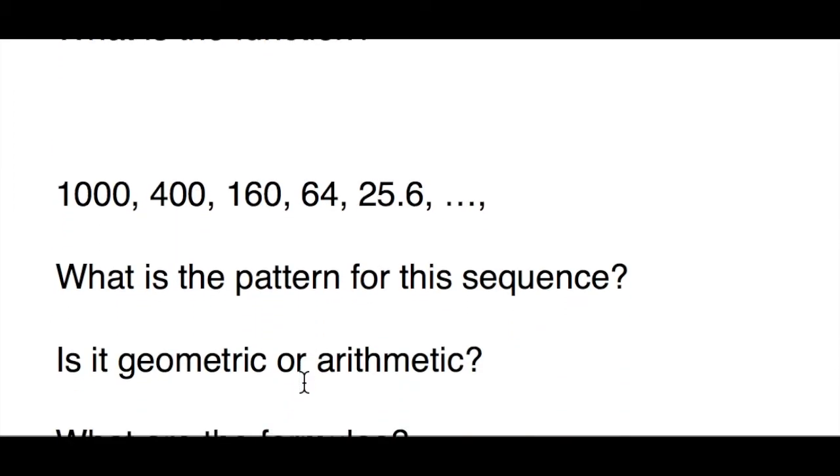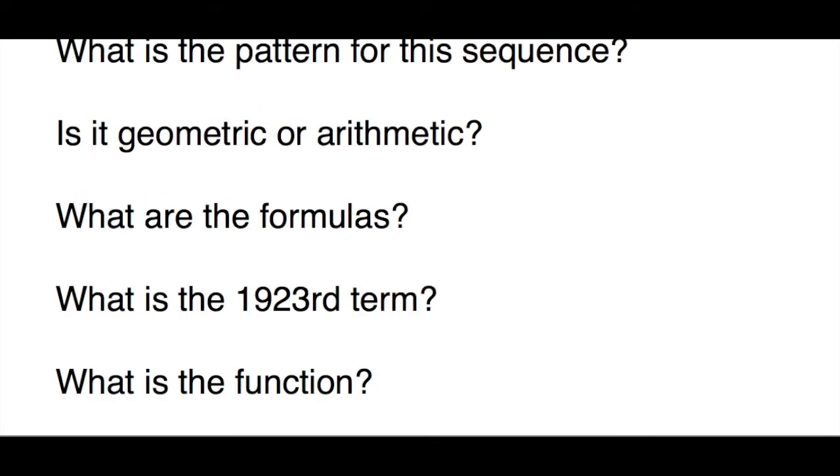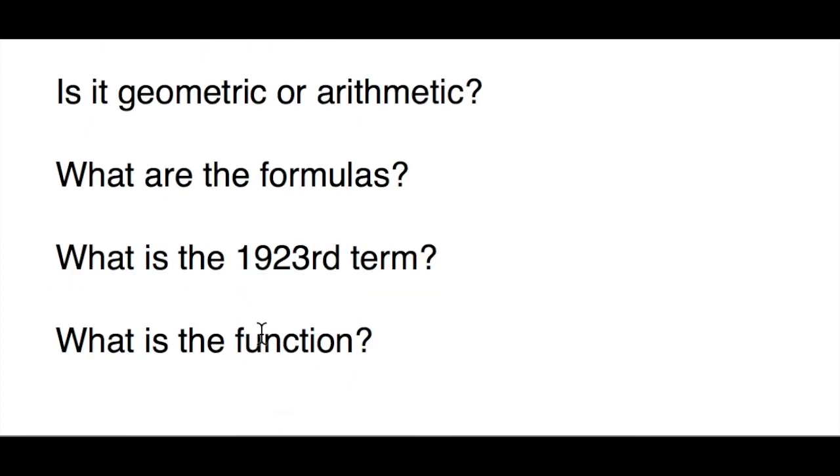Then we have question number 2: 1,000, 400, 160, 64, 25.6, and on and on. What is the pattern for the sequence? Is it geometric or arithmetic? What are the explicit and recursive formulas? And with those formulas, what is the 1923rd term? Most calculators will round the answer to 0. That's just a little hint and a limit, so you have to figure this out on your own, because a calculator would just round it to 0 for you. And then you also have to find the function.